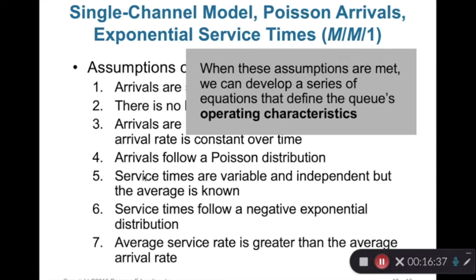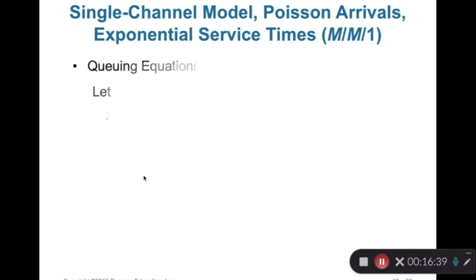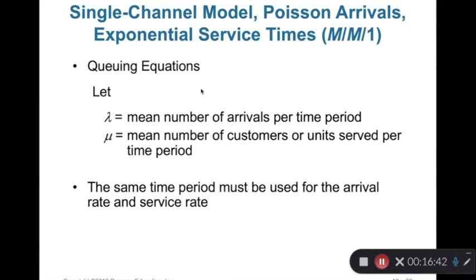And then we can go to some equations. Before I talk about the queuing equations, we want to introduce some notation. Lambda refers to the mean number of arrivals per time period. Mu stands for the mean number of customers or units served per time period. So you should use the same time period for arrival rate and service rate. This is very important. When you try to do the calculation, you should be careful with this.